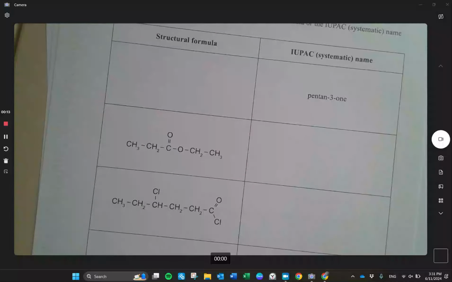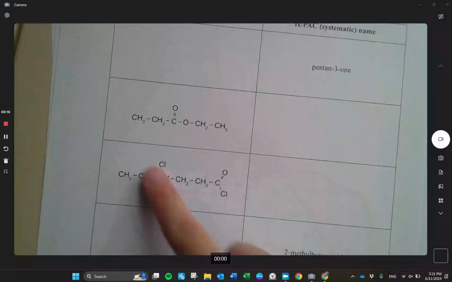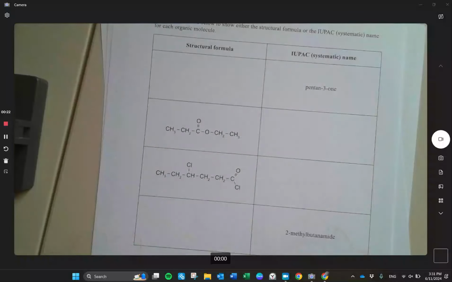So when you get that one done, you need to get 3 correct. So there's 1, 2, 3, 4. So it's the majority, and you get the achievement. So I won't go through and explain this because you can practice on your own.